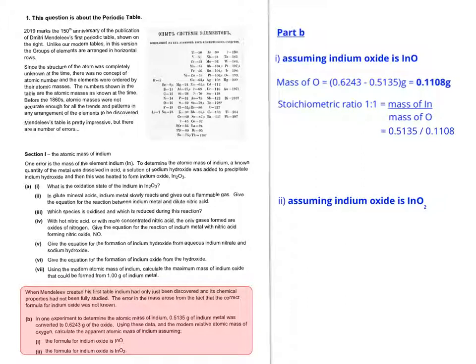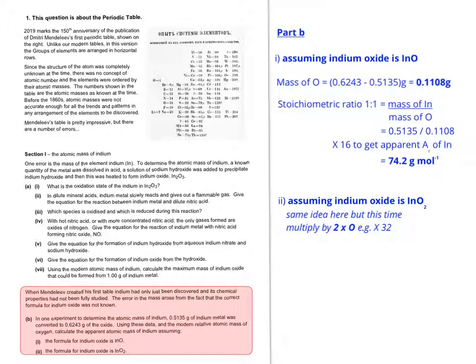So you look at 0.5135 divided by 0.1108, and you multiply that by 16 to give you 74.2. And in the second one, because you're looking at 2 oxygens per indium oxide, you do the same thing but multiply it by 32. So this gives us 148.3 grams per mole if the oxide is InO2. So we can now go on to the next question, next part.